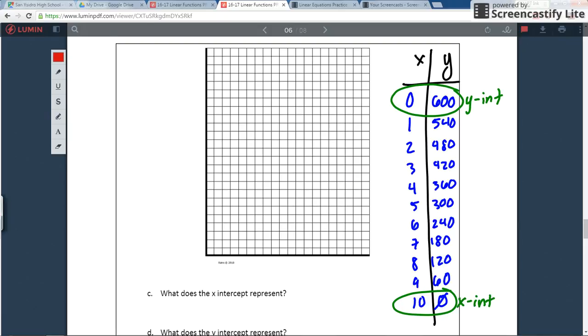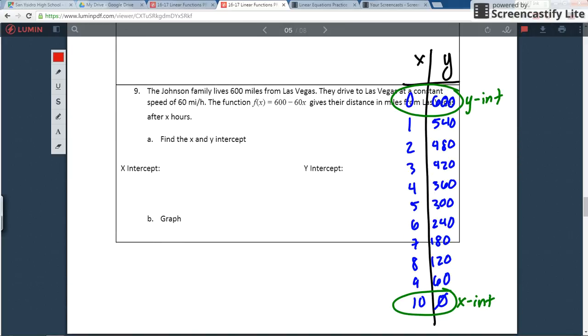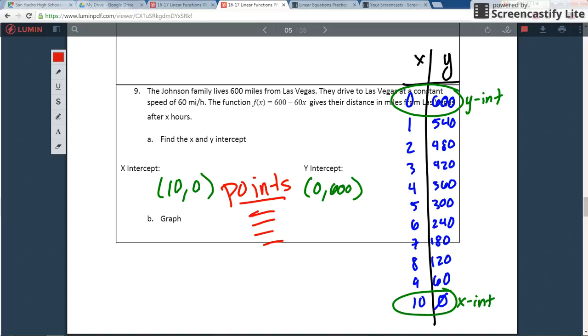And that's one of the things they ask up here. Find the x-intercept. We got that. It's 10, 0. Find the y-intercept. We got that. It's 0, 600. So we write those in. Notice you have to write them as points. Very important that you write them as points because that's what I'm going to be looking for.